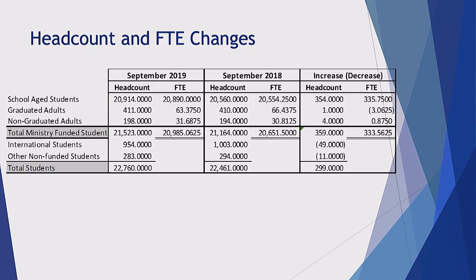And you can see that the other categories didn't change a lot for graduate adult and non-graduate adult. International students are down about 49 students. We're still hoping that we can make up some of those, though we won't hit the over 1,000 students that we had last year. We're trying to get up to the 990 target, and we still have a second semester, and we do keep bringing in students as we go through the year.